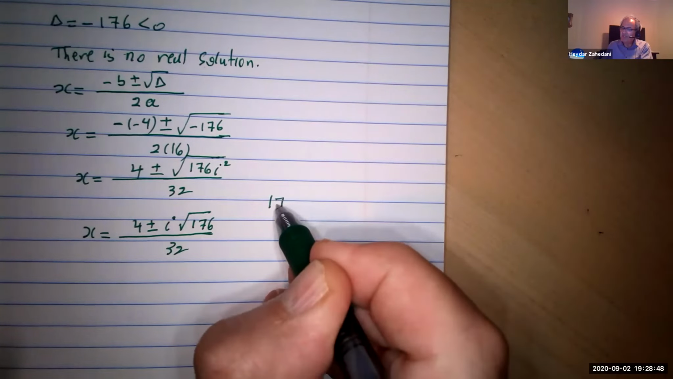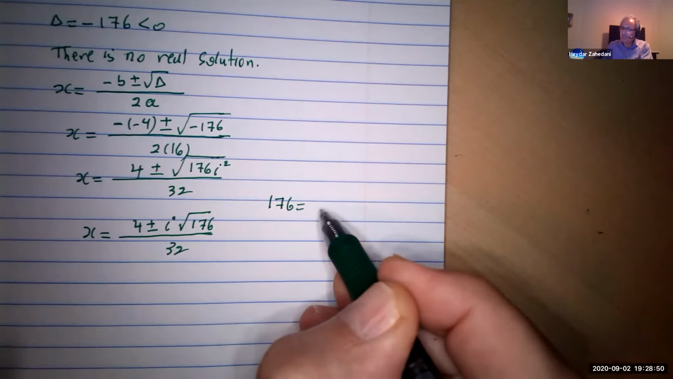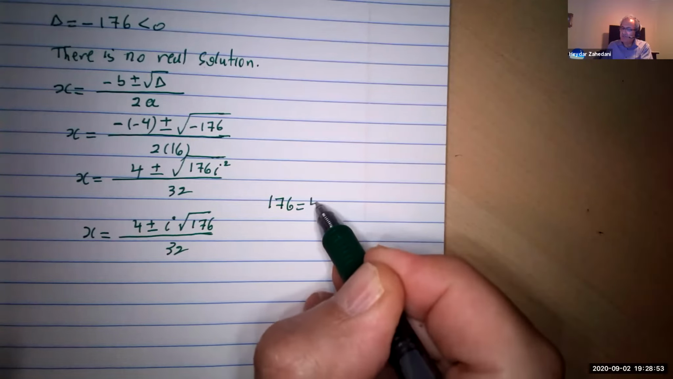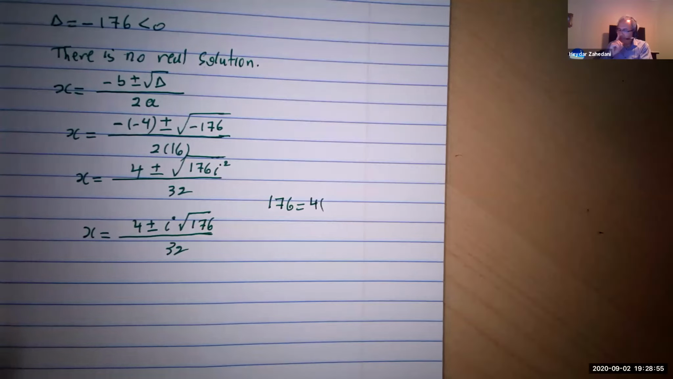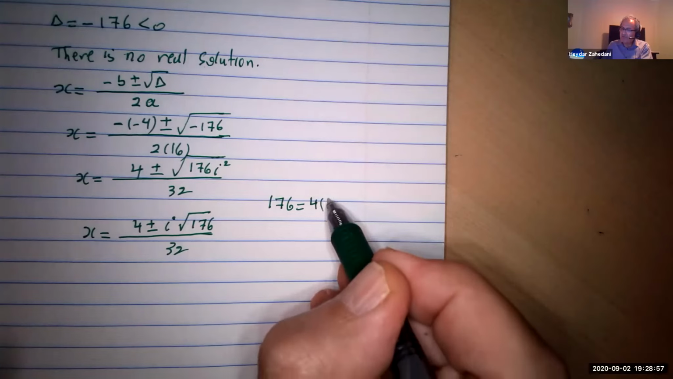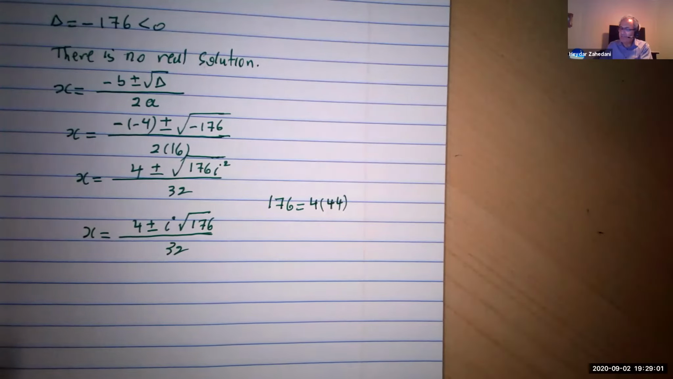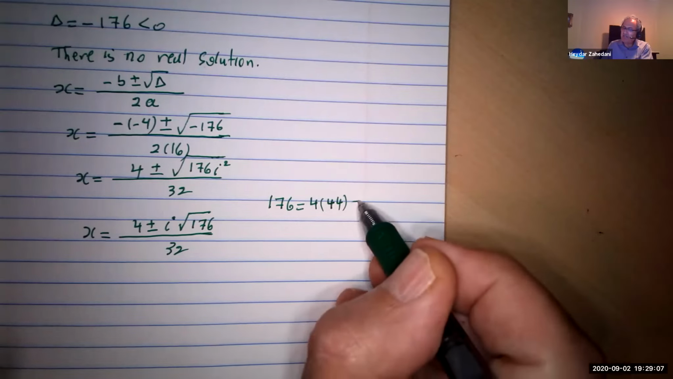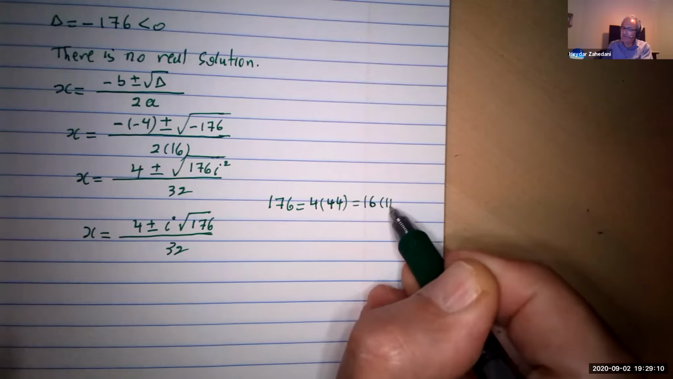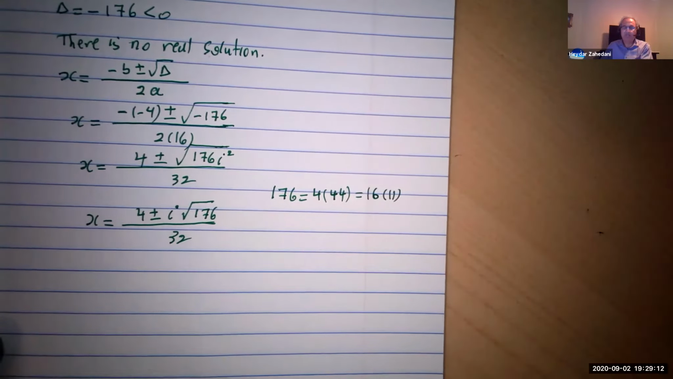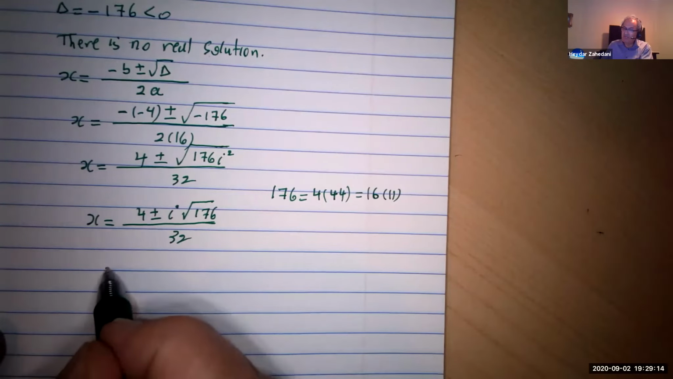You see, this is going to be 176. 176 is going to be 4 times, if you divide it by 4, 4 times 4 would be 16, 44. So that would be 44. And you can write it down as 16 times 11 if you like. Don't use your calculator, you know that.